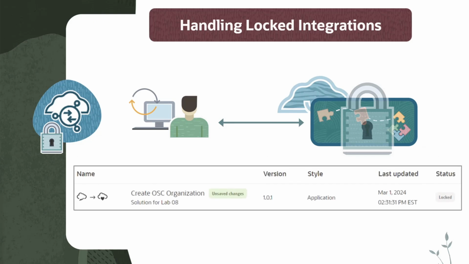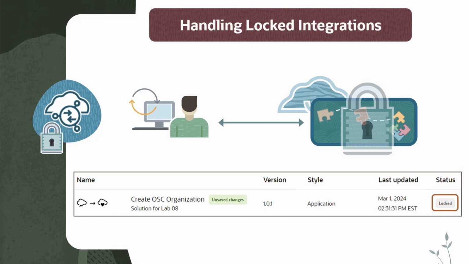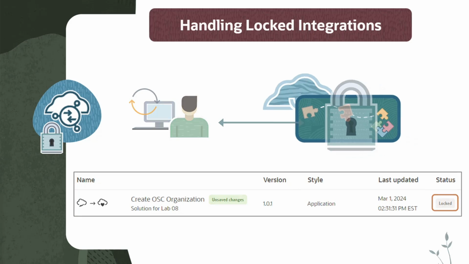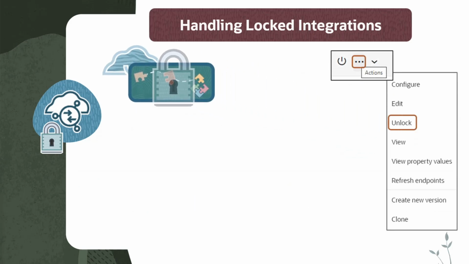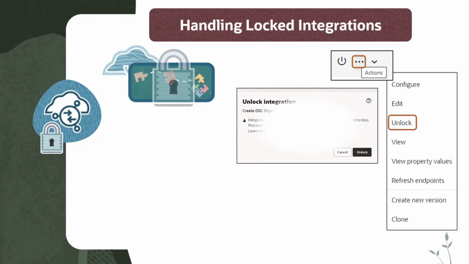And when you navigate back to your integration, you'll see the status as locked. Now, good news. From the Actions menu, you don't have to create a clone or a new version. Instead, just select Unlock. If there are no saved changes, you'll see this dialog box, and you just click the Unlock button. You can then proceed to open the integration for editing.